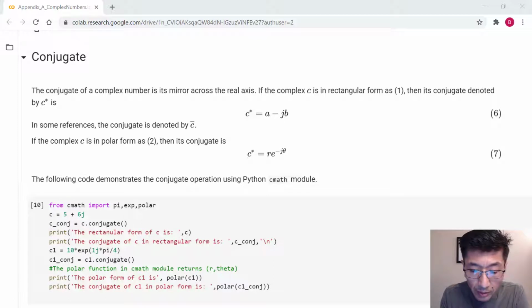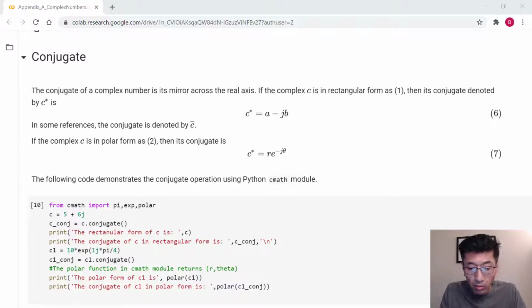So if we look at the conjugate, if it is already in rectangular form, its conjugate is denoted by C asterisk, and some references use an overline to indicate the conjugate. The mirror across the real axis means you keep the real part the same, and you change the sign of the imaginary part, right? So that's the conjugate of the complex number in rectangular form.